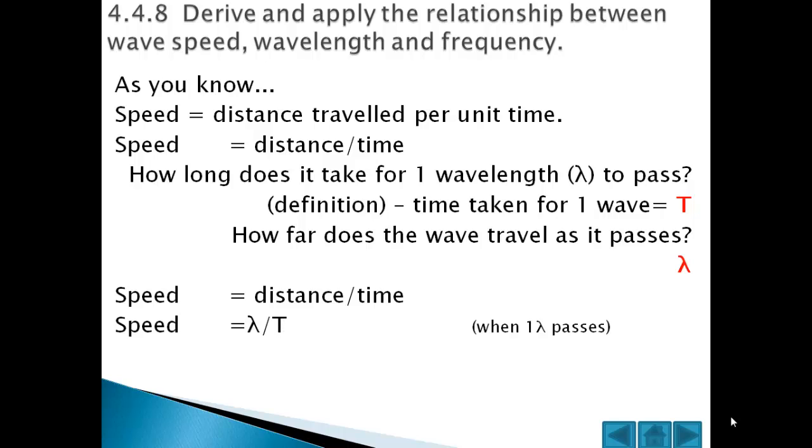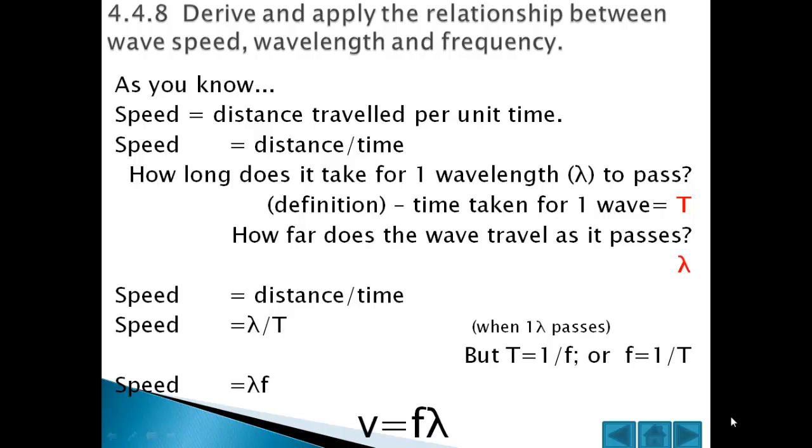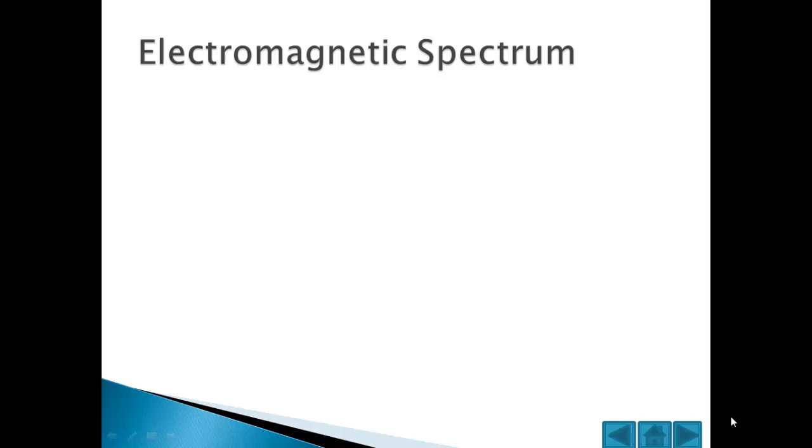when one wavelength passes. However, we do know that there's a relationship between frequency and time, that the time period is equal to 1 over the frequency. In other words, frequency is equal to 1 over time. So we can substitute, instead of 1 over T, we can substitute f. So speed is equal to lambda times f, or v is equal to f lambda, otherwise known as the wave equation.